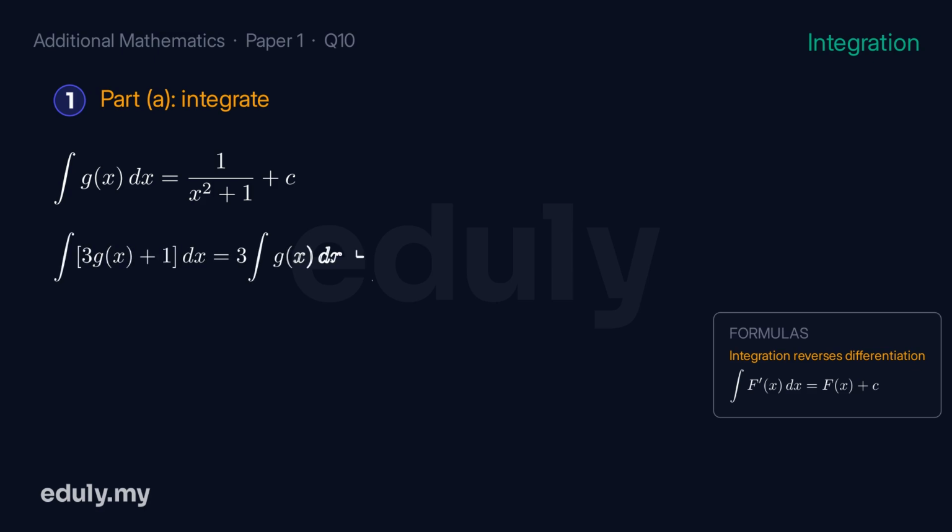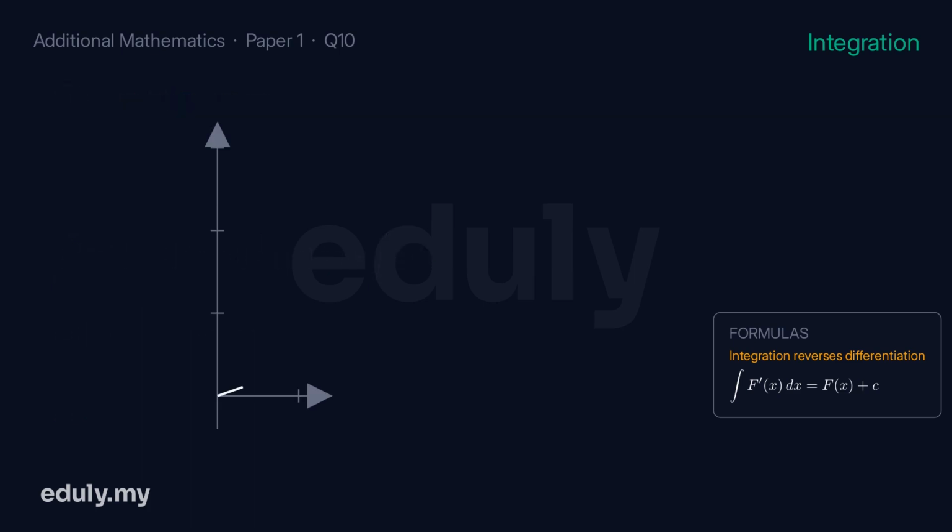Now the question. Split it up, 3 times the integral of g plus the integral of 1. We already know the integral of g, so swap it in, and the integral of 1 is just x. Tidy it up, and Part A is done. 3 over x squared plus 1 plus x plus c.